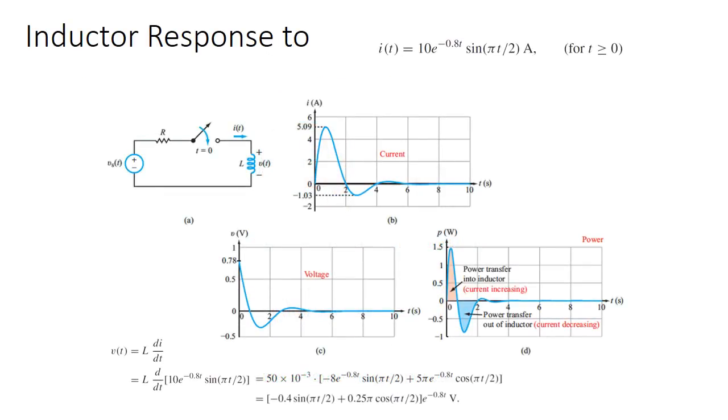On this slide, we're going to look at the inductor response to a given equation. So our inductor responds to i(t) = 10 e^(-0.8t) sin(πt/2) for times that are greater than or equal to 0.